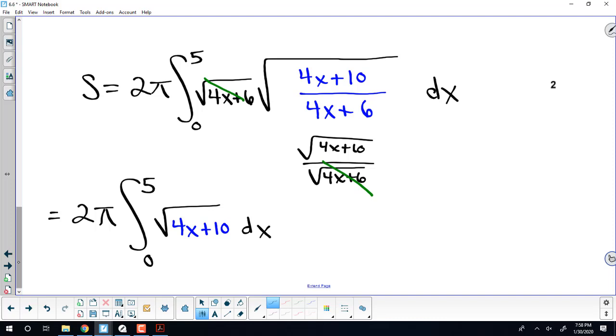Since you're multiplying that radical by that radical, radicals want to go away because they're not the same function, right? It would have to be that they would have to be the same argument underneath.